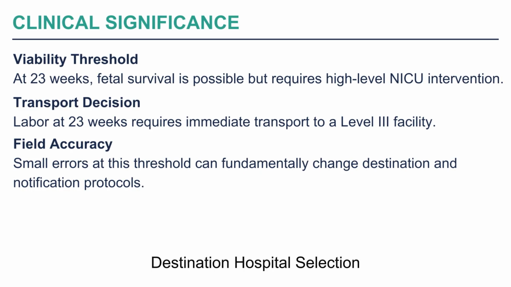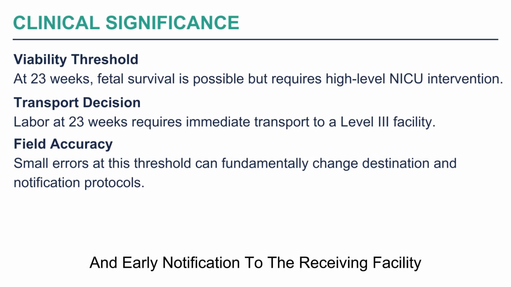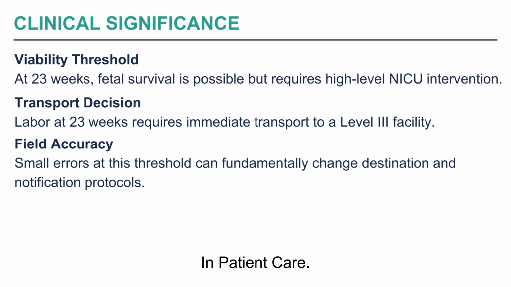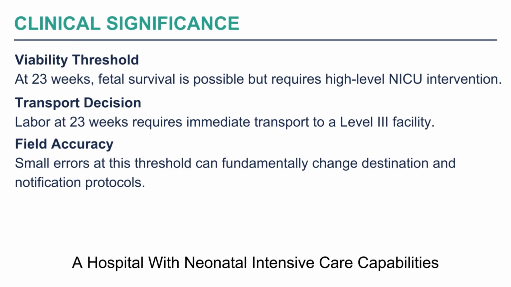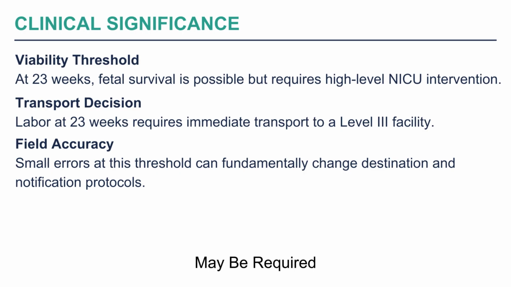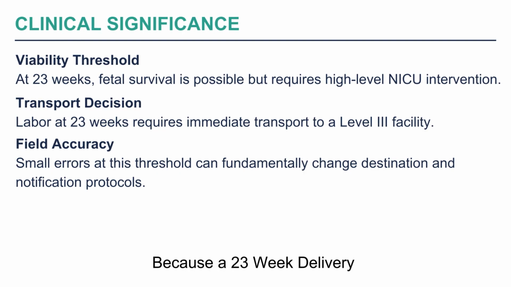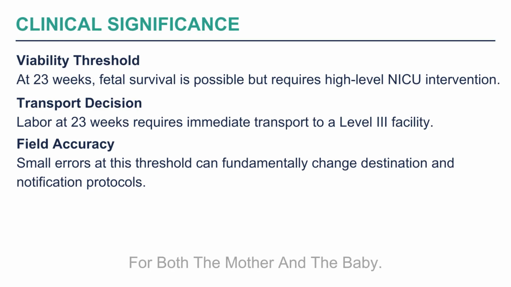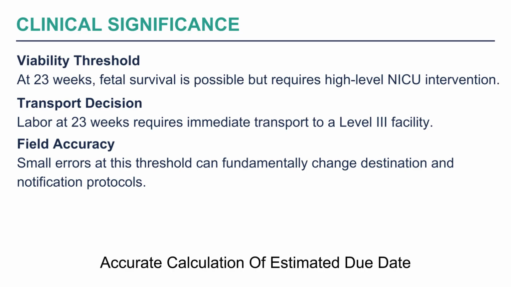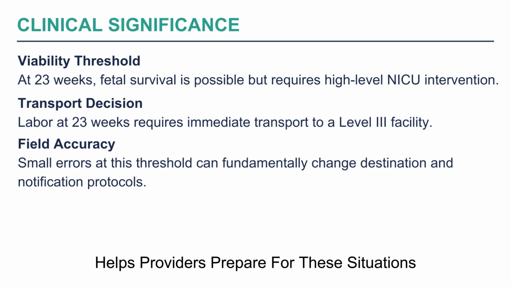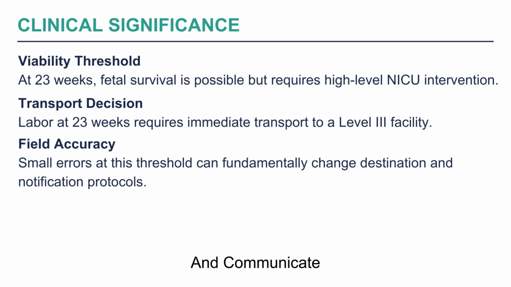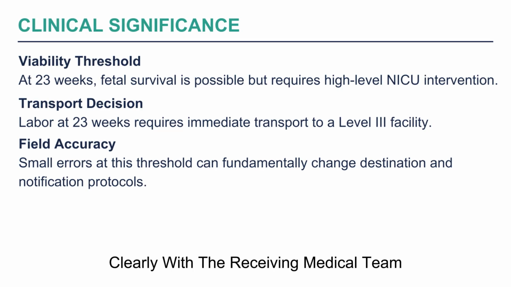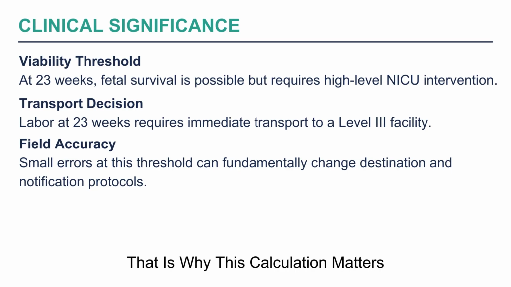Transport decisions, destination hospital selection, and early notification to the receiving facility all become critical factors in patient care. A hospital with neonatal intensive care capabilities may be required because a 23-week delivery carries a high risk for complications and requires specialized treatment for both the mother and the baby. Accurate calculation of estimated due date and gestational age helps providers prepare for these situations and communicate clearly with the receiving medical team. That is why this calculation matters.